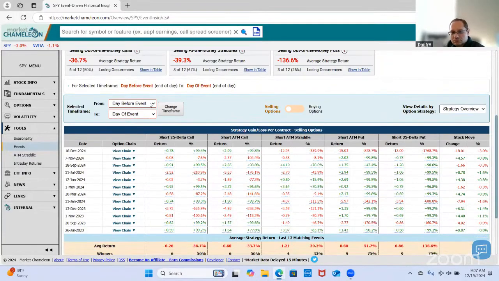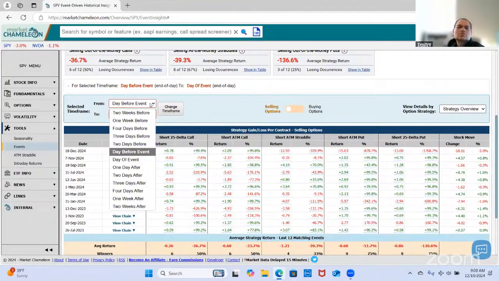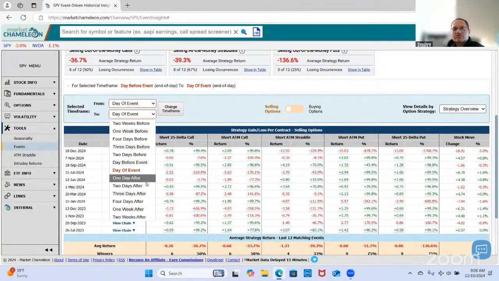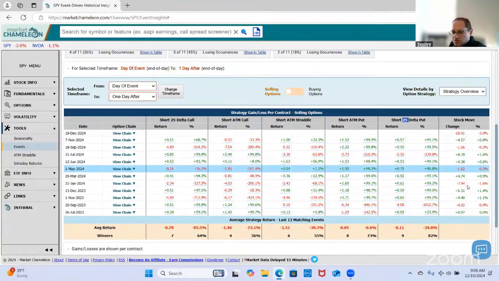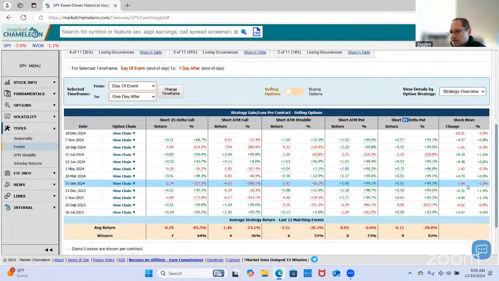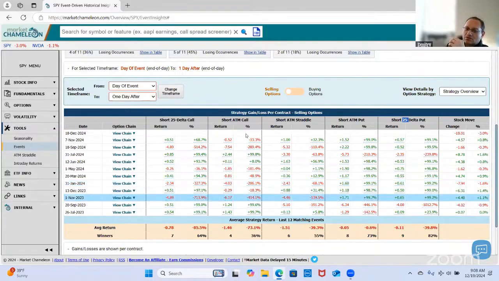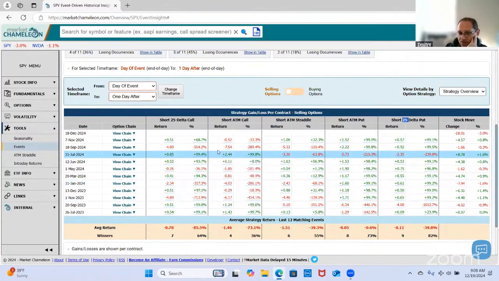So we could pick a date range here, like say day of event to 1 day after, and rerun it. And then we have, how did the 25 delta call perform? How did the at the money call perform? The straddle, at the money put, 25 delta put, and what the stock did. So it's another way, if we wanted to look at the skew, we could reference those 25 delta options. Okay. But I'm going to look at a skew from a different perspective than this.